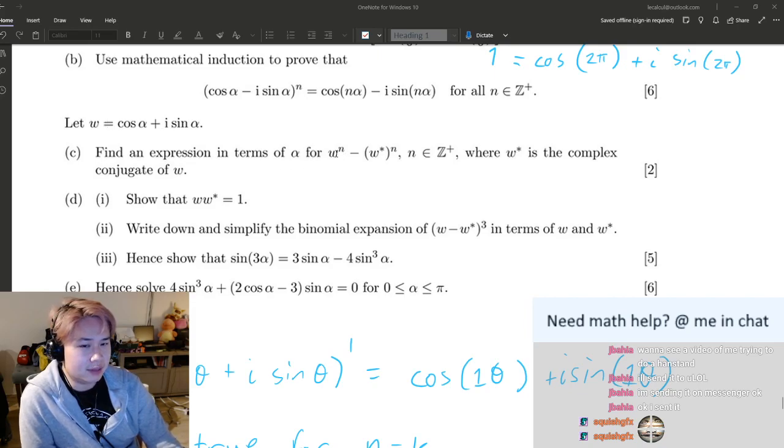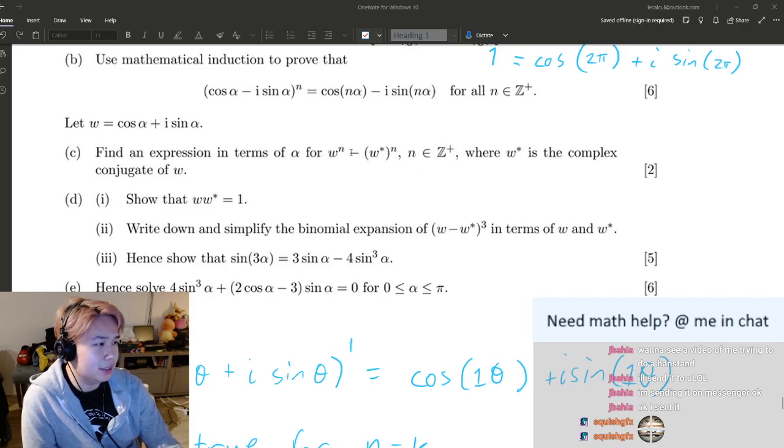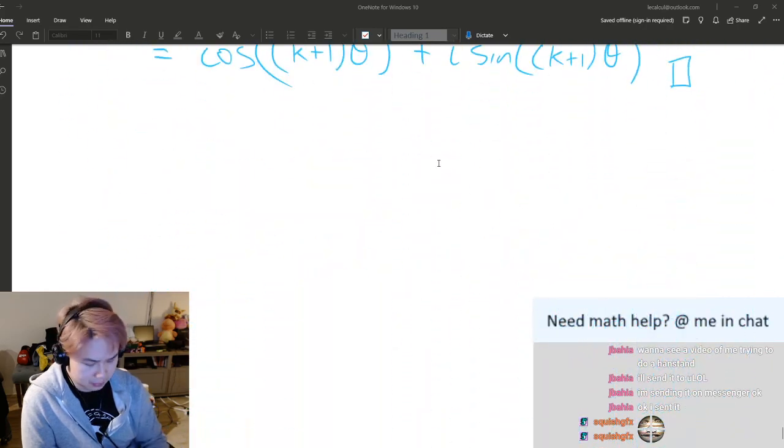Anyways, and then let's see. We find an expression in terms of alpha for this polynomial. And then of course, this is the conjugate. So let's just write a couple things down.